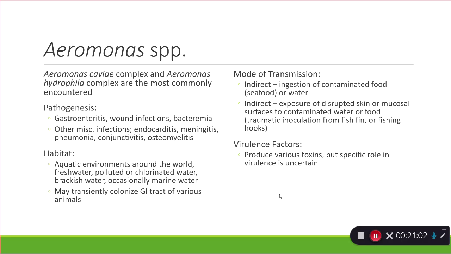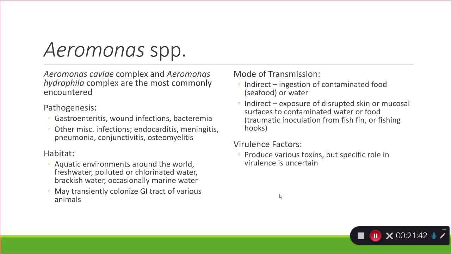All right, next one is Aeromonas. Aeromonas caviae complex and Aeromonas hydrophila complex are the most commonly encountered. This causes gastroenteritis, wound infections, and bacteremia. Sometimes we see it with endocarditis, meningitis, pneumonia, conjunctivitis, and osteomyelitis. In the environment, we find it in the aquatic areas, freshwater, polluted or chlorinated water, brackish water, which is kind of a salt and freshwater mix, and occasionally in marine water. It may transiently colonize the GI tracts of various animals.